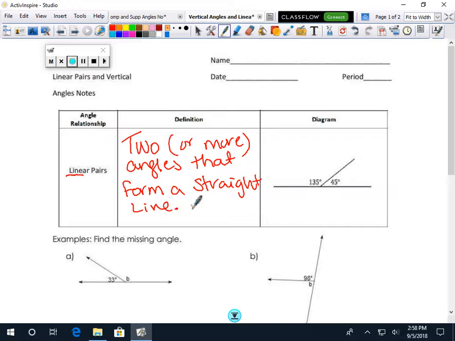Okay, and if these two angles are forming a straight line, hopefully you remember that a straight line is 180 degrees. So linear pairs are going to be supplementary. That's the vocabulary term we use for adding to 180. Looking at the diagram, the angles have to be on the same line in order to be a linear pair. On this diagram, this straight line is split into the angles 135 and 45. If I add 135 plus 45, that would give me 180. So this is a straight line, a linear pair.